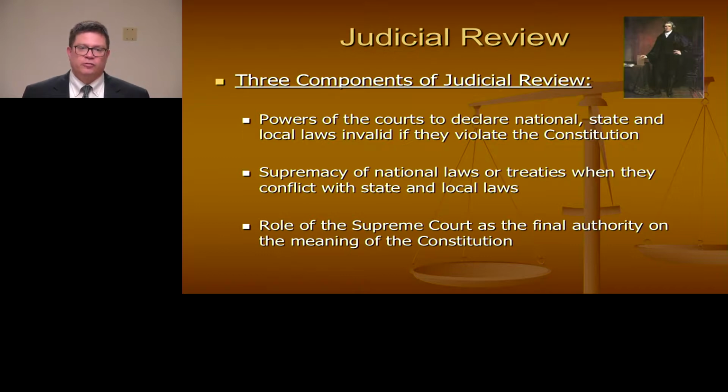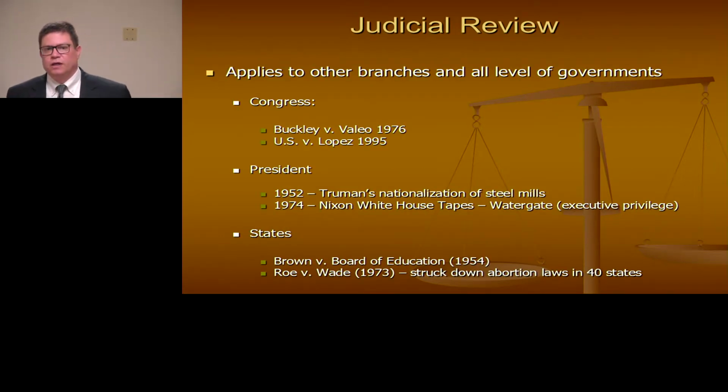But again, remember, the founders thought that it was necessary to be able to challenge the powers of Congress and of the President, who would be naturally stronger than the judiciary. So let's take a look at a couple of examples of judicial review.